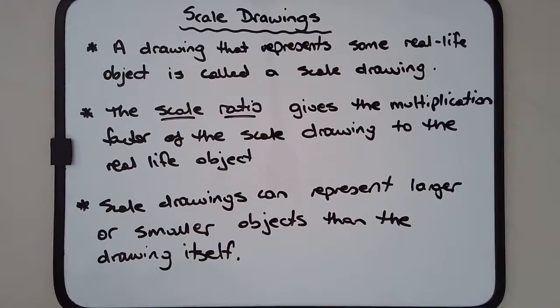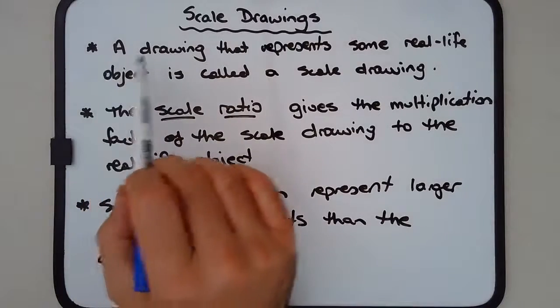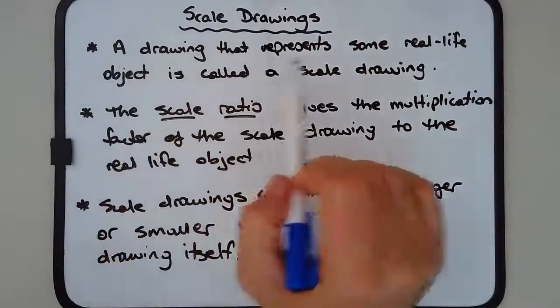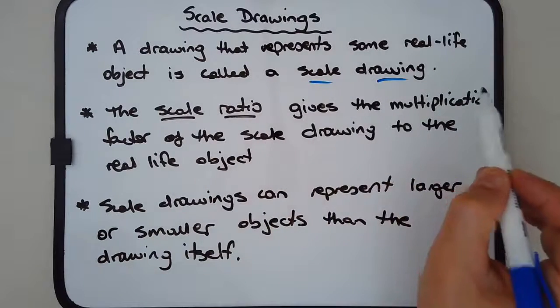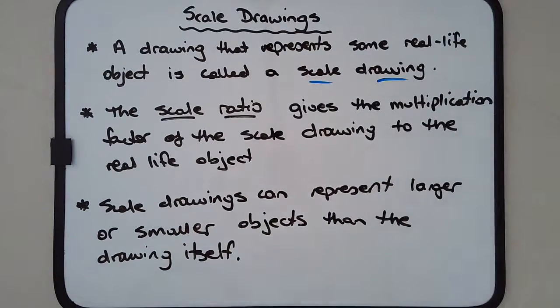A scale drawing is a drawing that is a representation of some real life object. So let's have a look at some of these points quickly and then we'll go through some examples together. So what is a scale drawing? A drawing that represents some real life object is called a scale drawing. It's obviously drawn to scale in every dimension, of course.